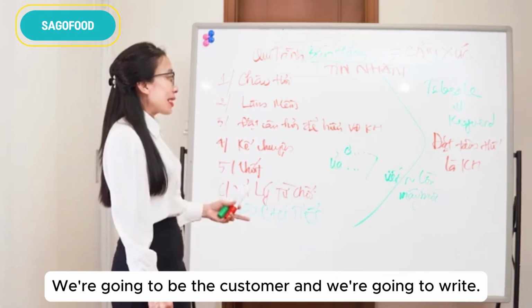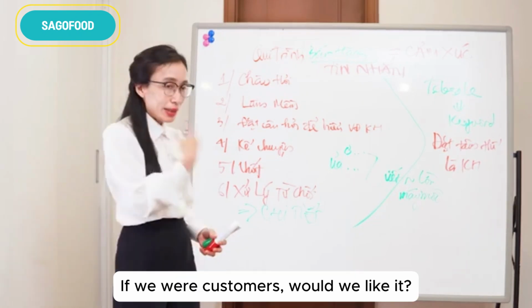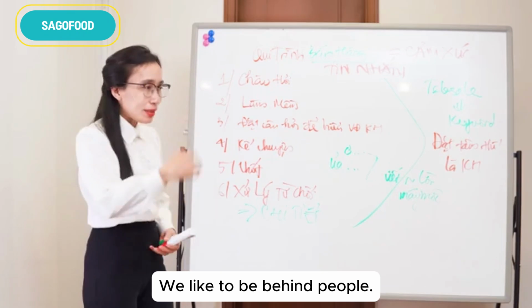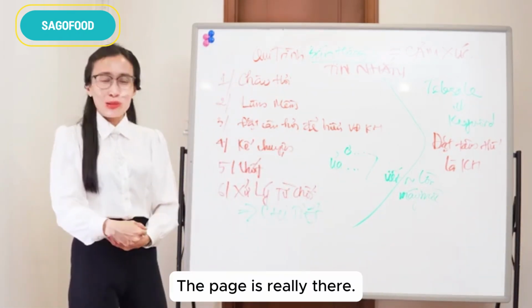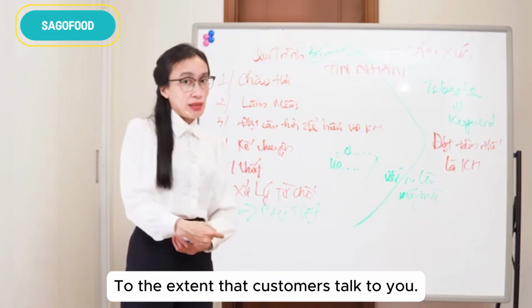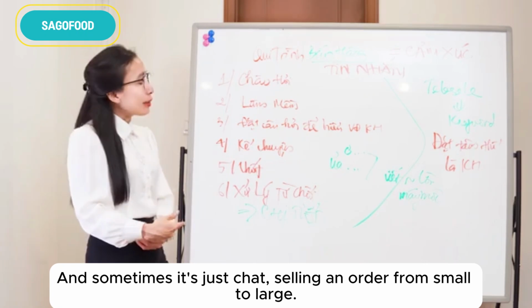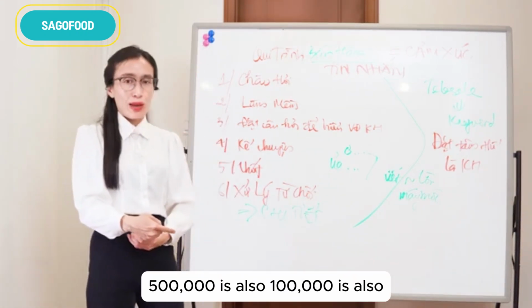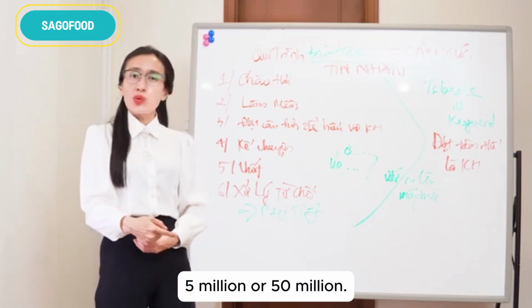We're going to be the customer and we're going to write out those words. If we were customers, would we like it? Do we like this person or not? We like to be behind people. Are we writing the letters, this message, or not? The page is really there, to the extent that customers talk to you. There is also a loud message, and sometimes it's just chat, selling an order from small to large. 500,000 is also 100,000 or is also 5 million or 50 million.